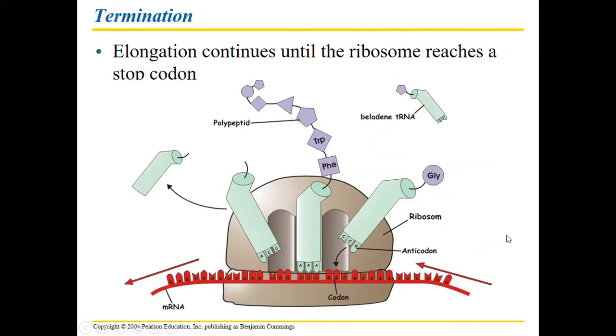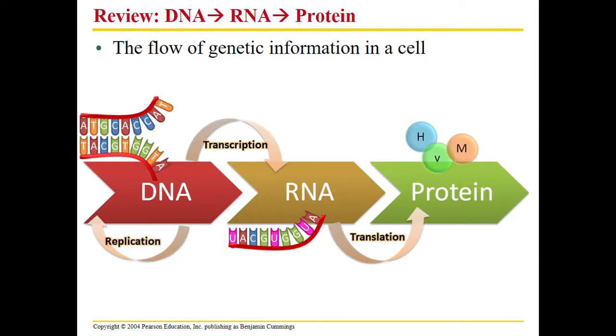And last we have termination. So we do all of this until we reach a stop codon, and there are a few different codons that code for stop, but once we reach that, it's over. We are done. Termination. After that, we've got a primary structure of a protein, and next it can become secondary, tertiary, or quaternary. So if you want more information on that, you can reference our chapter over proteins.